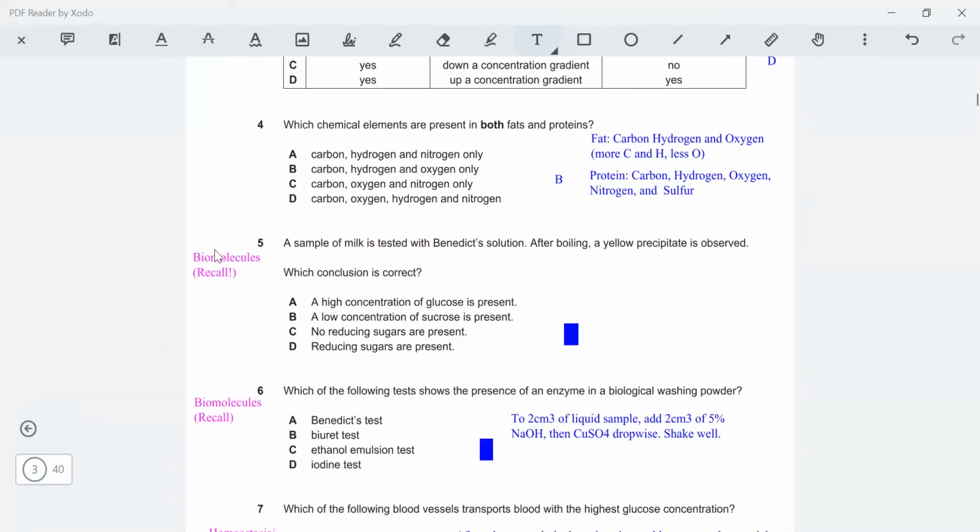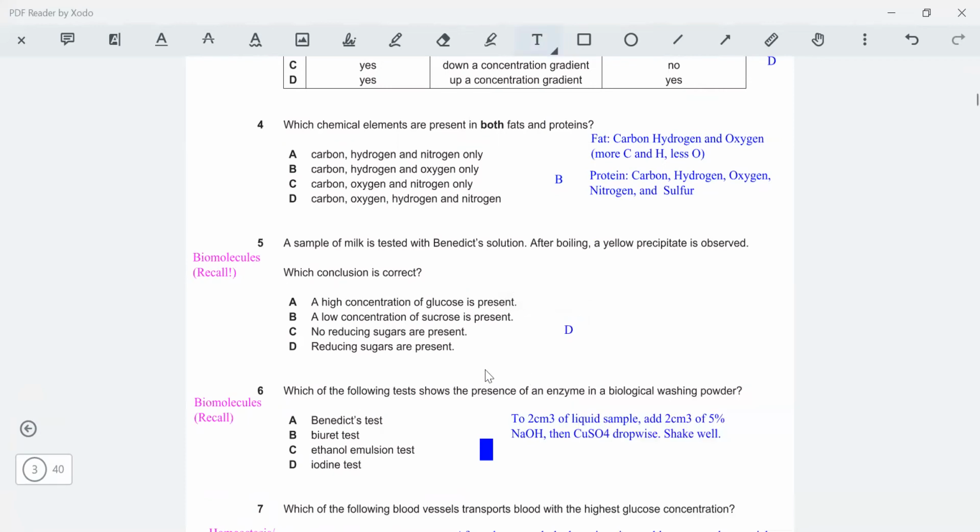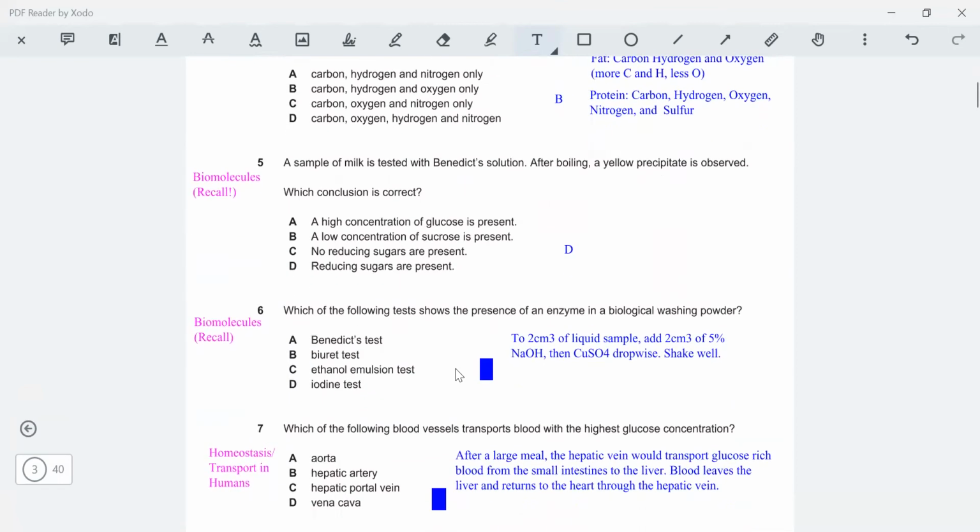Question 5. A sample of milk is tested with Benedict's solution. After boiling, a yellow precipitate is observed. Which conclusion is correct? So option A and B are wrong because they do not fit the yellow precipitate. And it's impossible that no reducing sugars are present, because if they are not present, the solution will remain blue. So the only answer is D, which is reducing sugars are present.